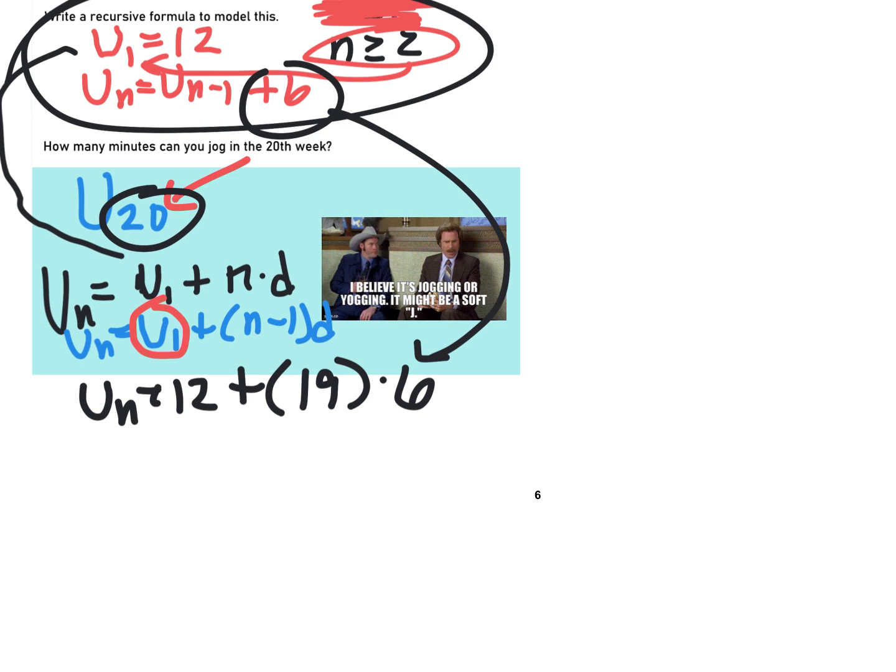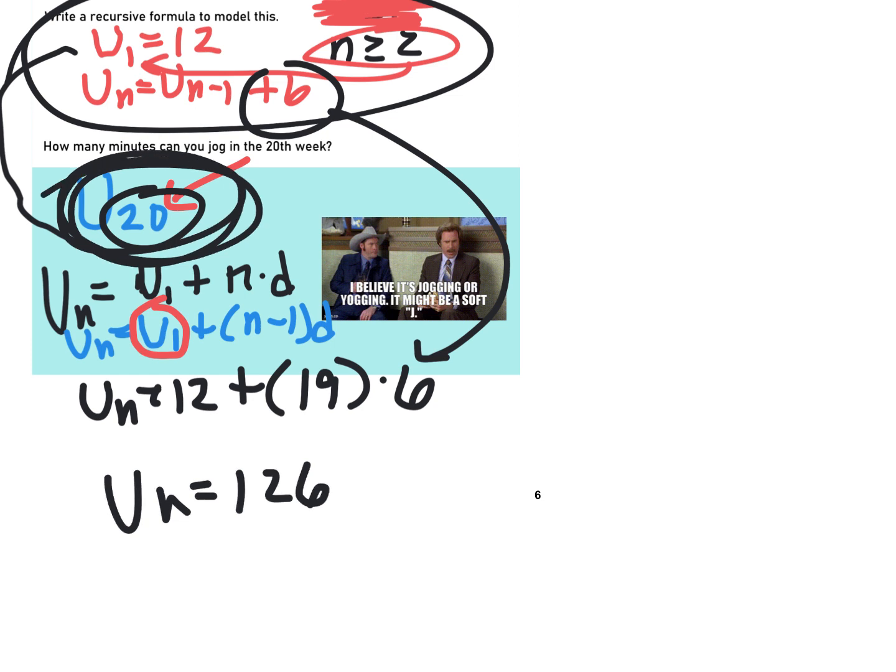All right, good. What does that mean? Did I just add up a whole bunch of terms? No. I just figured out the 20th term. That means if you kept up this system, the jogging minutes would be 126 minutes. It's a lot. It's over 2 hours of jogging. I know people do that, though.